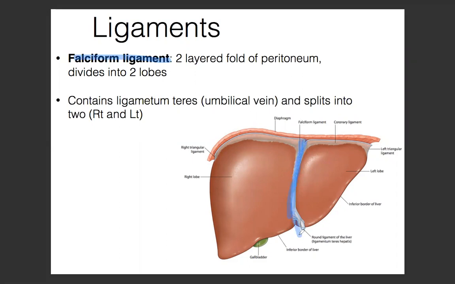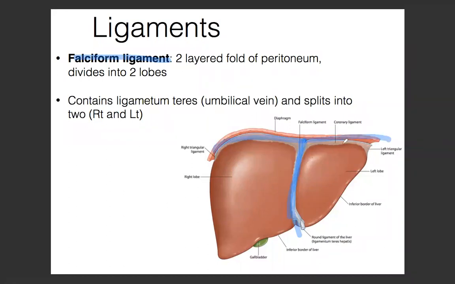So it folds into a layer of folded peritoneum. It splits the liver into right and left lobe. So the structure that splits the liver into right and left lobe is the falciform ligament. Cool. After that, at the top, it divides into 2.